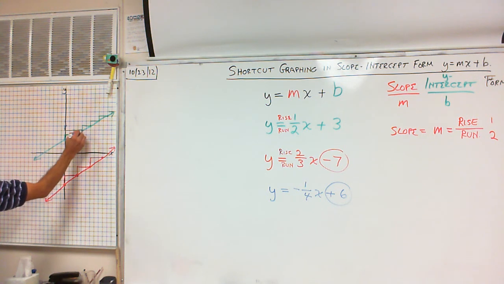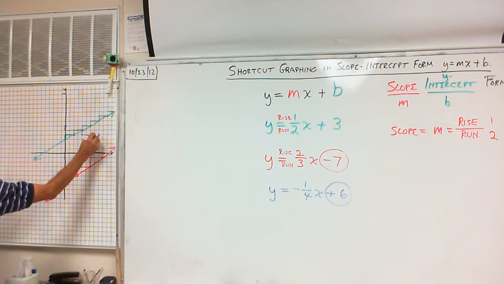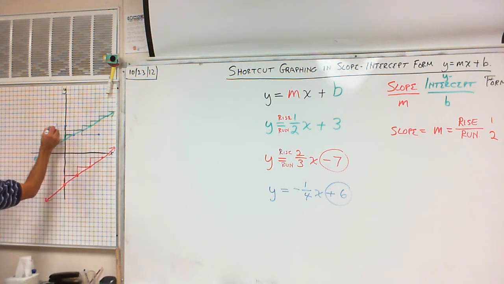Look at that. It shares this point with this other one. Down 1, over 4. Look at that. And that's probably good enough. So I'll just draw my line.